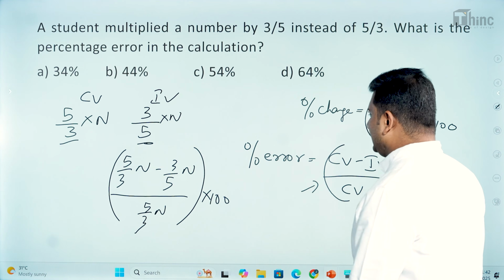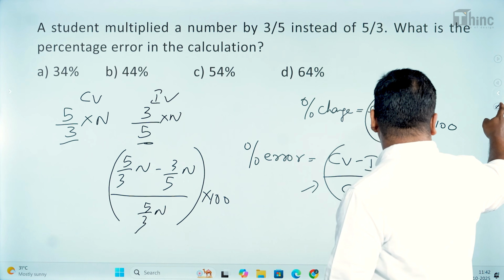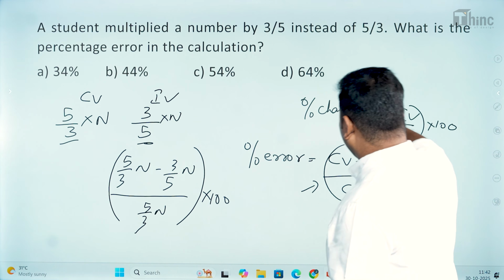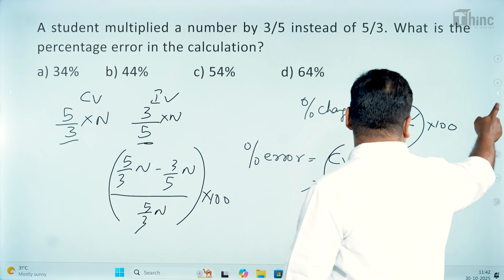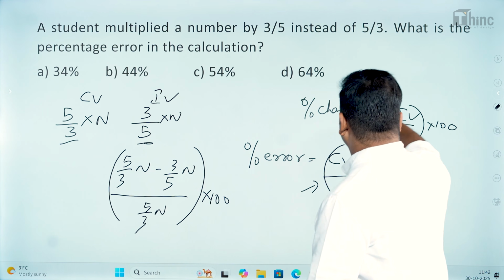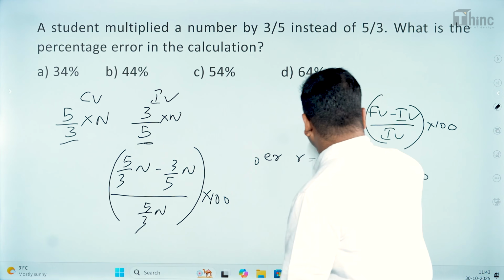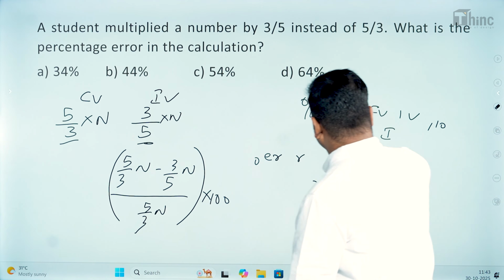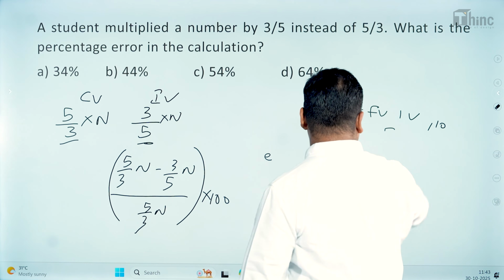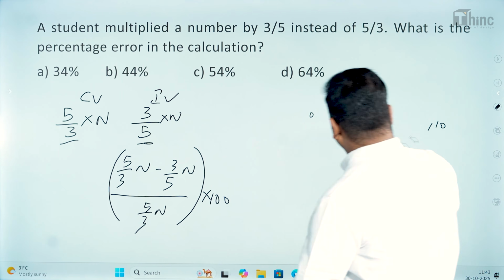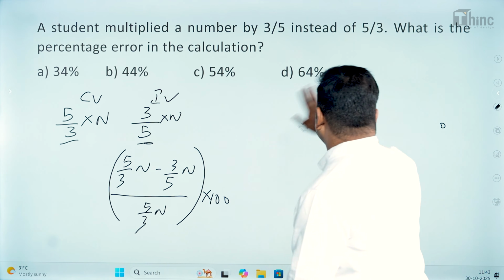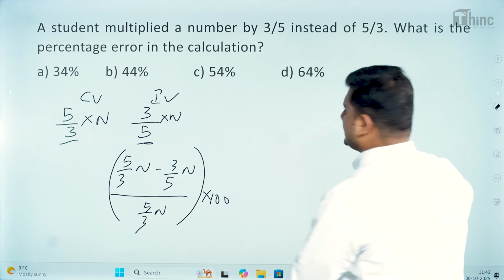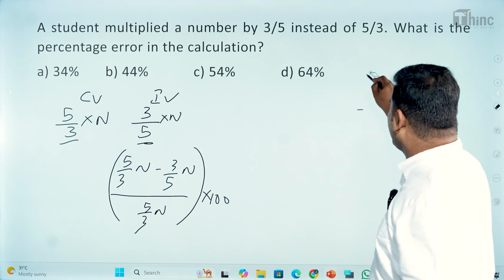Okay, so let's do the calculation part. All of you listen to me very carefully how I am actually doing it. When we actually subtract the fractions, how will we do it? For example, let's say 3 by 2.